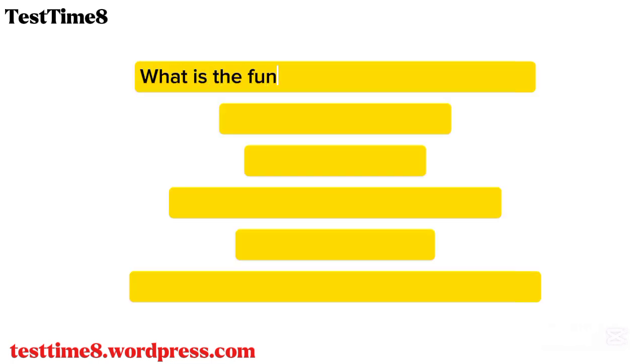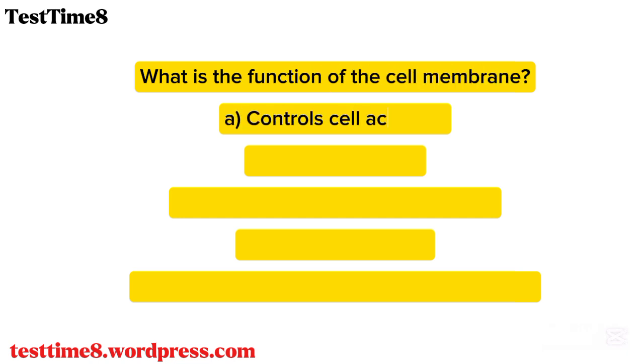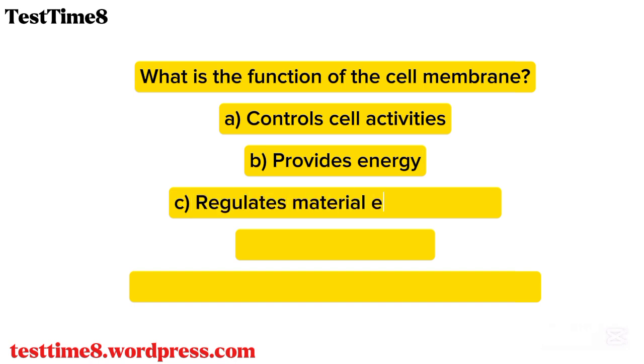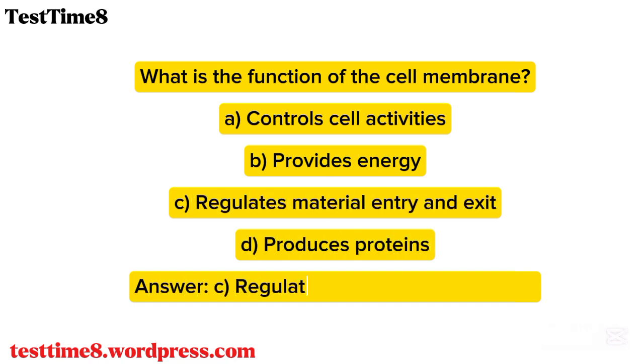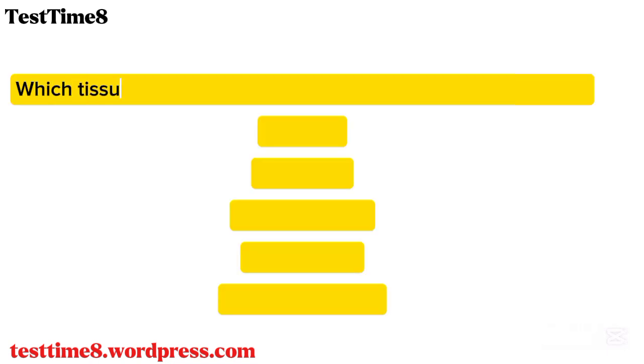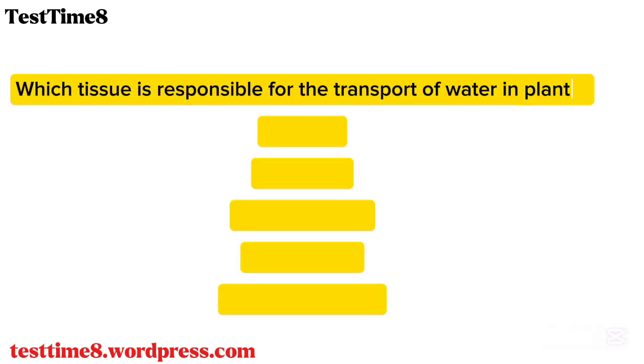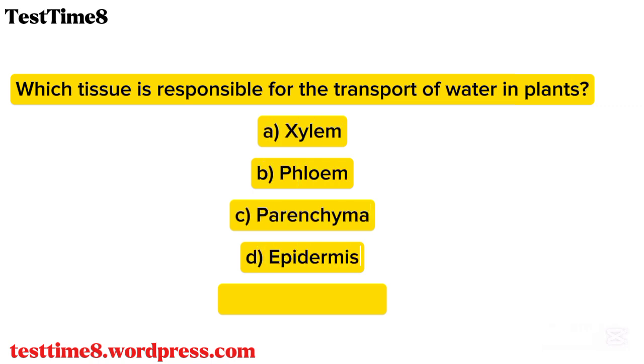What is the function of the cell membrane? A. Controls cell activities, B. Provides energy, C. Regulates material entry and exit, D. Produces proteins. Answer: C. Regulates material entry and exit. Which tissue is responsible for the transport of water in plants? A. Xylem, B. Phloem, C. Parenchyma, D. Epidermis. Answer: A. Xylem.